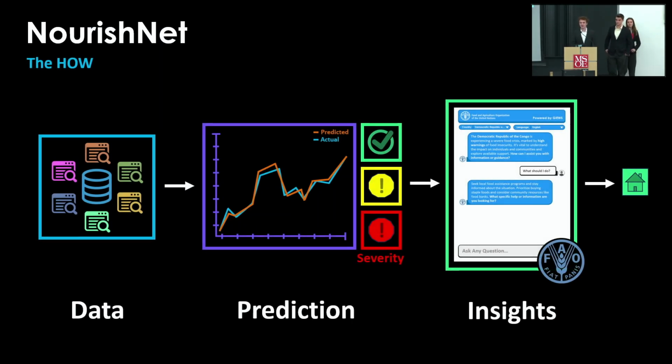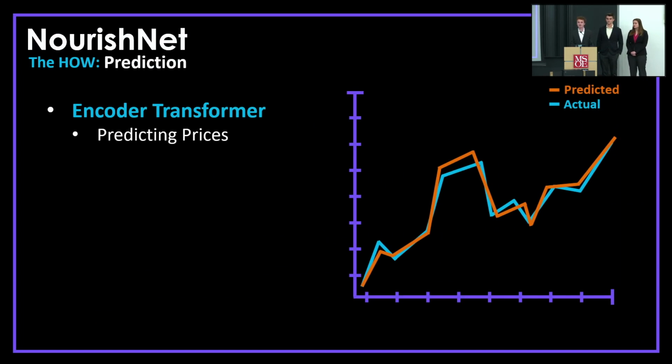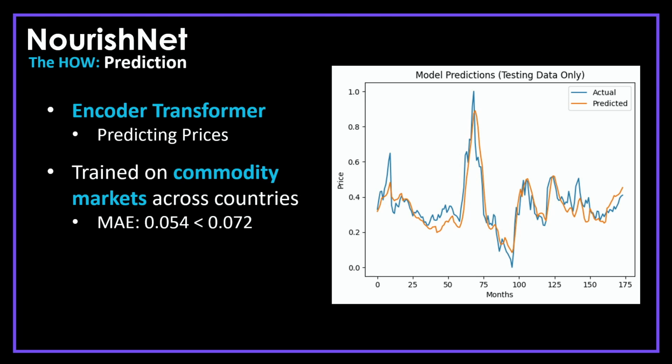Now that we understand the data, let's look at the predictive capabilities of our pipeline. Starting with predicting commodity prices, we use an encoder transformer tailored for our domain, and we'll look at the architecture of that more later. For the model, we train on commodity markets rather than country markets because commodity markets are relatively similar between countries, even viewing them globally. For our results, we achieved an MAE of 0.054 trained on a more general model of all wheat commodity markets. This beat out the previous state-of-the-art of 0.072, which is trained on a specific market and specific commodity.